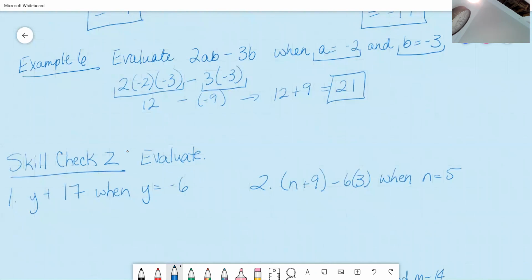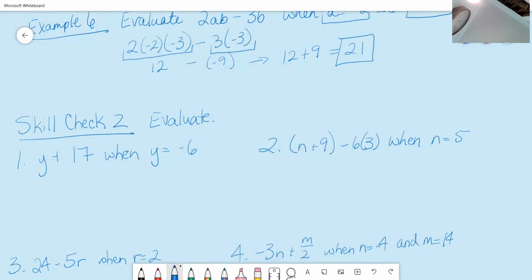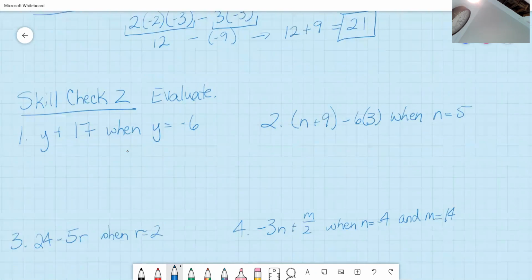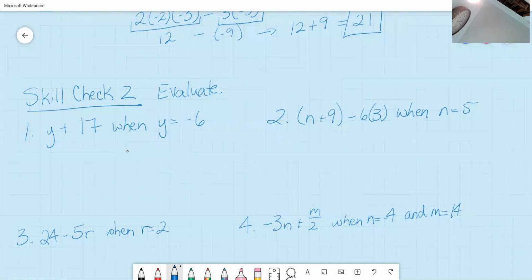Okay, so try this again. Skill check 2. Pause the video, give it a try, see how you do, and then start the video up and check your answers. Okay, so y plus 17 when y equals -6.